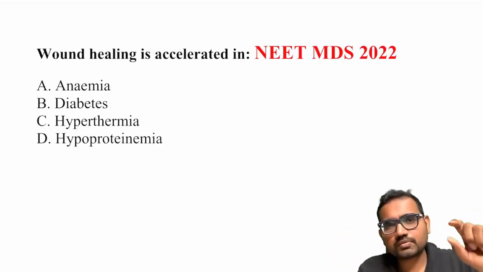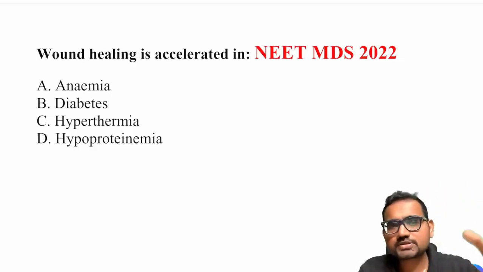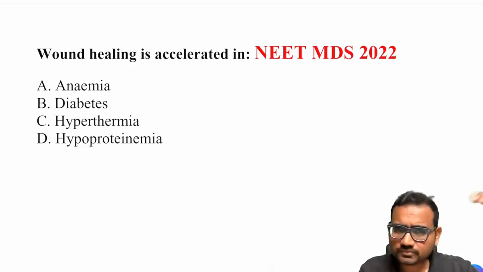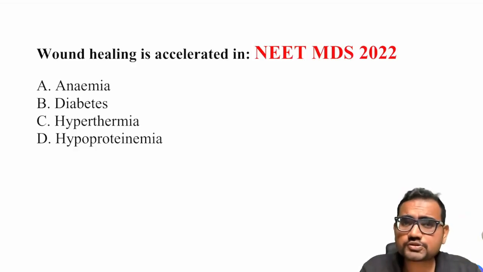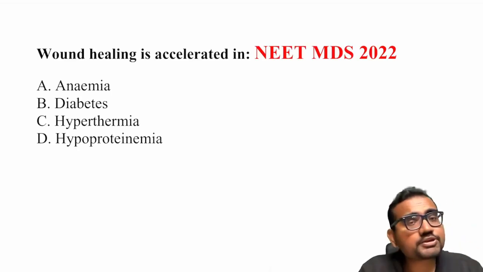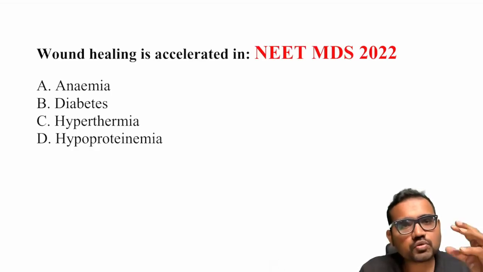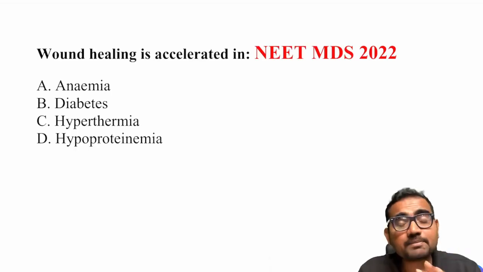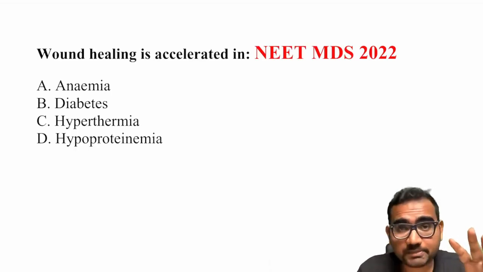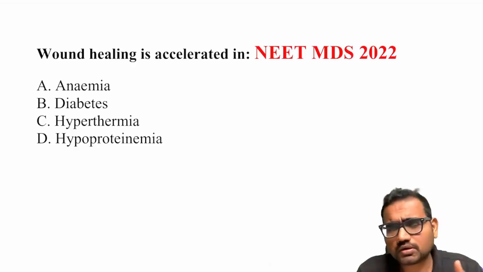Whenever a wound occurs, there are signals: pro-inflammatory cytokines, blood vessels, neutrophil migration, platelet activation. Platelets in turn produce growth factors, and also activate fibroblasts. Fibroblasts in turn produce collagen. Collagen is responsible for wound healing. So wound healing is basically accelerated by mild hyperthermia. If there is anemia, obviously there is not going to be enough oxygen. All this is going to collapse.